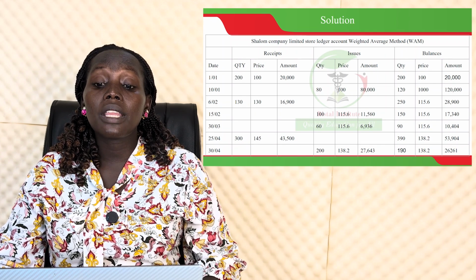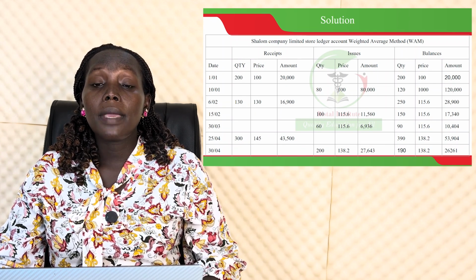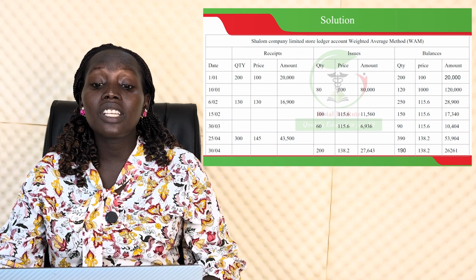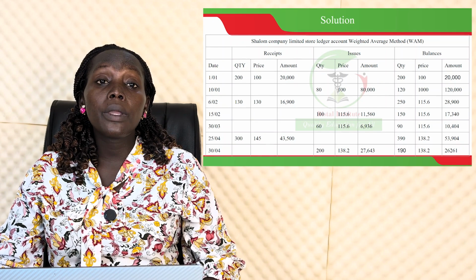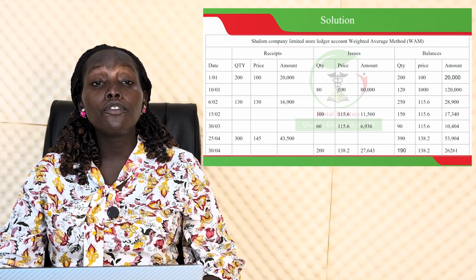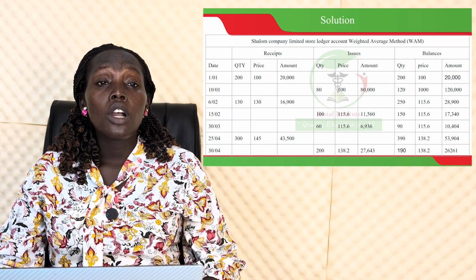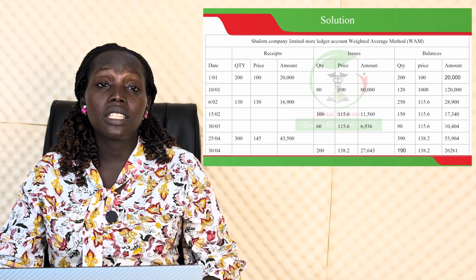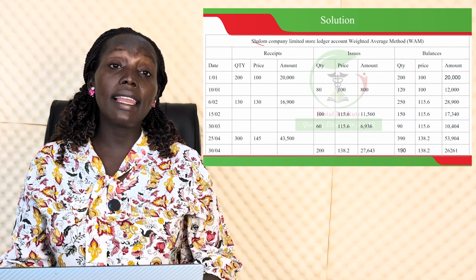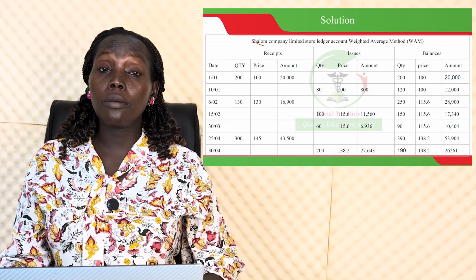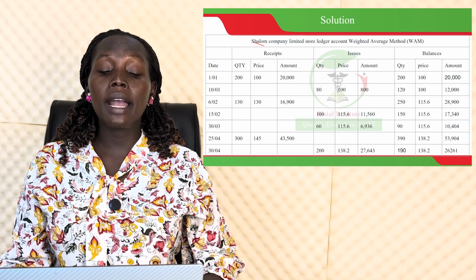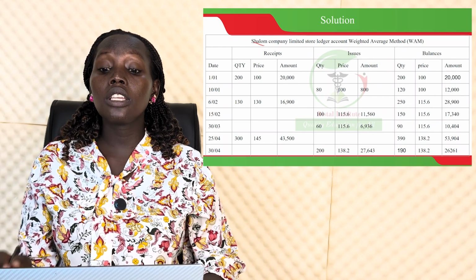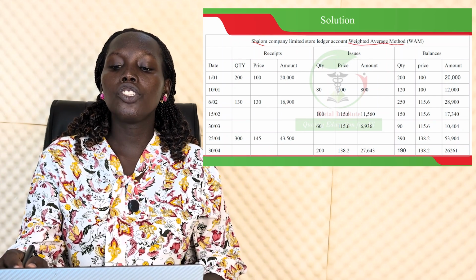We are going to use the weighted average method, but they've told us to construct a ledger account. So when you are doing the ledger account, you have to indicate the name of the company and also the method that you have used. In the illustration, it is Shalom Company. So you put Shalom Company Limited Store Ledger Account. Which method are you using? We are using the weighted average method.